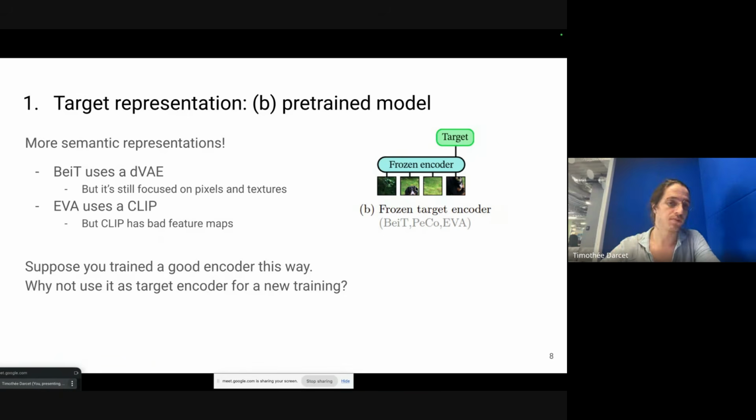You can also use, for example, what EVA uses. EVA is a series of pre-trained vision encoders. It's a complicated, a bit messy line of work, but they do masked image modeling in the latent space of a CLIP. The issue is that CLIP has pretty bad feature maps, to be honest. If you look at the local embeddings of a CLIP, they are quite decorrelated from the actual information just underneath. They're very noisy. It's a bit weird, and so I think it's probably not the right target.